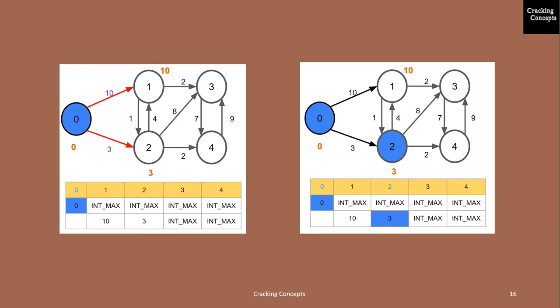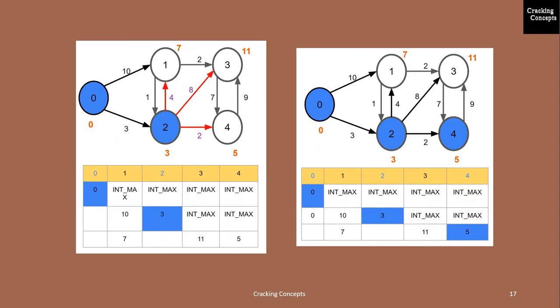And similarly for 1 also I have got the distance as 10. So I'll write it here as 10. Now next what I do is I'll take the outgoing edges from 2. That is to 1, 3 and 4. They have distances 4, 8 and 2.